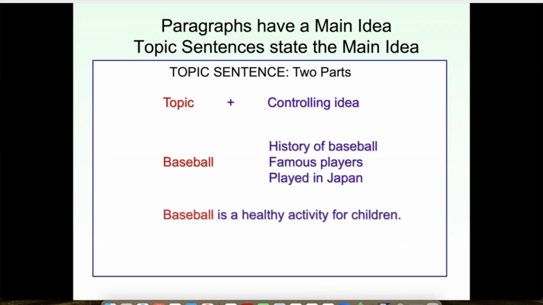So if I write "Baseball is a healthy activity for children," I just wrote a topic sentence, which contains the main idea. What I'm going to do in the rest of the paragraph is focus on the health benefits of baseball for children. I don't want to talk about its history. I don't want to talk about the famous people who are playing baseball, or where it is more popular. For example, is baseball more popular in Japan than in the US? No, that's not the issue here. I'm only going to focus on that one. How did I do that? This is my topic, baseball. This is my controlling idea. That's how I control it. I limited my topic to one single side of the issue.